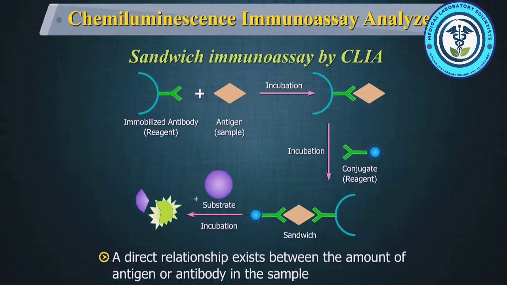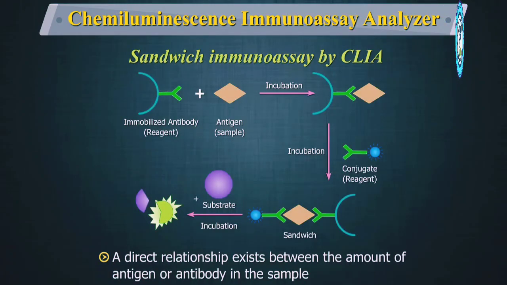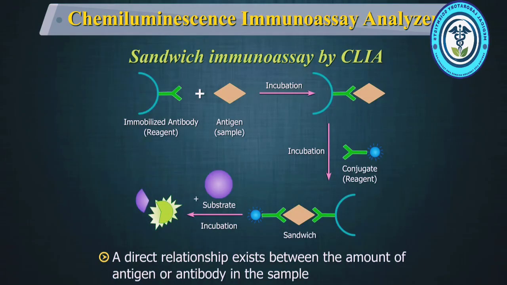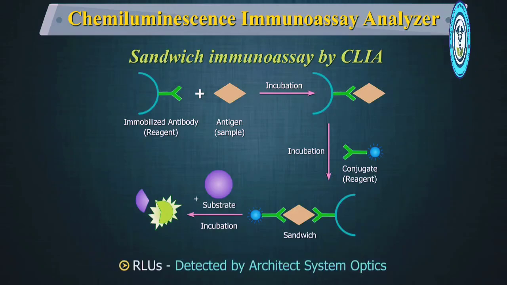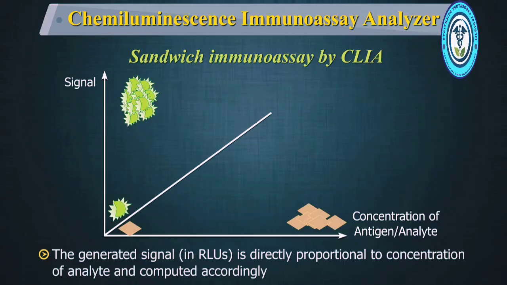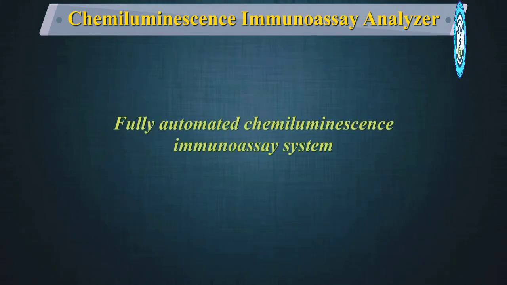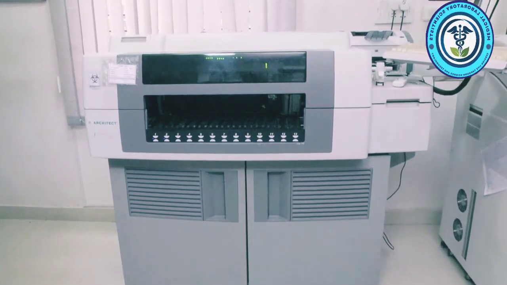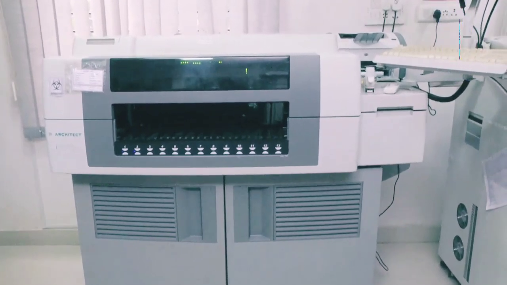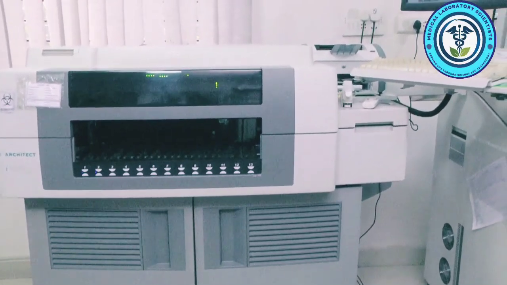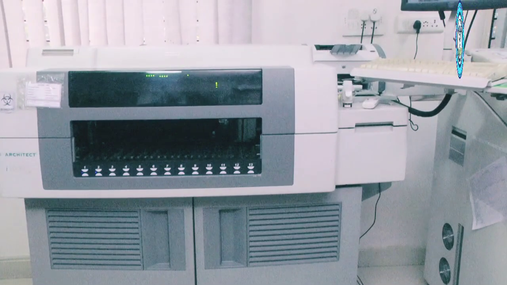A direct relationship exists between the amount of antigen or antibody in the sample and the relative light units detected by the system optics. The generated signal in RLUs is directly proportional to the concentration of analyte and is computed accordingly. Fully automated equipment usually have a high throughput of about 100 tests per hour and have a walkaway feature.